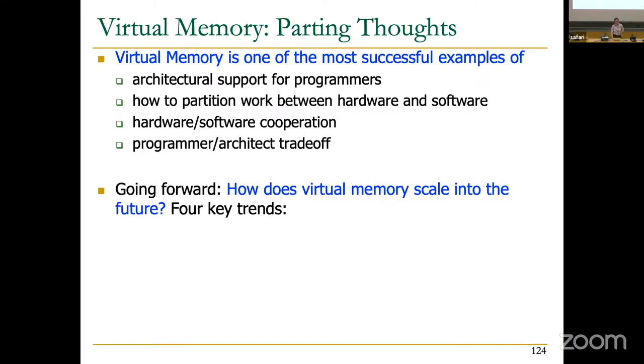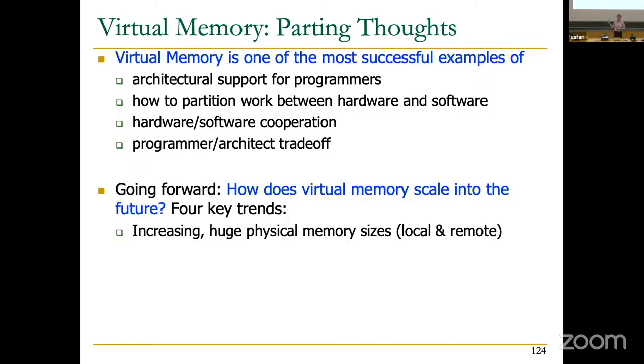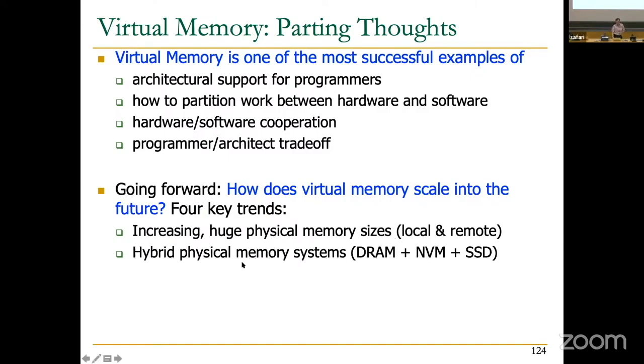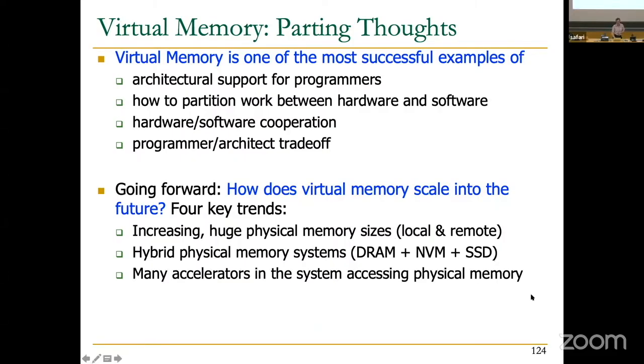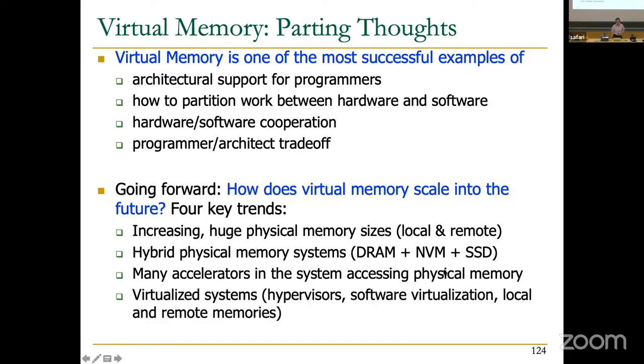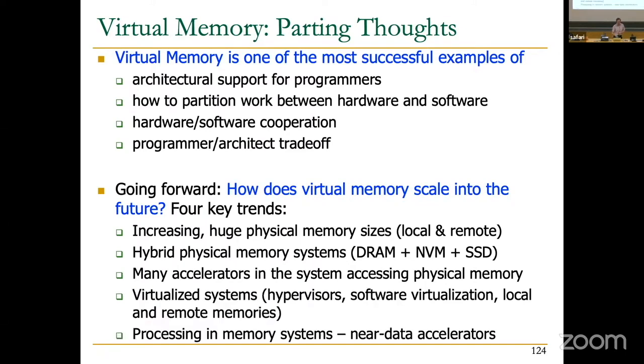Going forward, how does virtual memory scale into the future? Basically, it's not going to scale easily. A lot of energy is spent on virtual memory address translation, a lot of cost, a lot of performance. We usually ignore this cost. We don't even count it when we talk about it. Physical memory sizes are increasing, both local and remote. We have hybrid physical memory systems: DRAM, non-volatile memory, SSDs. There are many accelerators in the system accessing and addressing physical memory. And we have virtualized systems, as we've discussed. In the future, we already have some near-data accelerators and processing-in-memory systems, which we may get a chance to talk about in the next part of the lecture if we have time. But basically, scaling this is not easy.